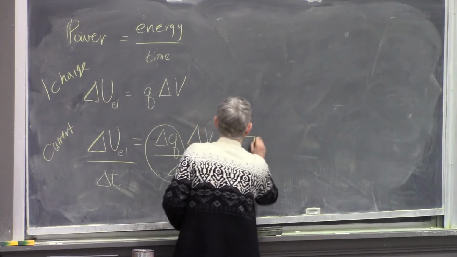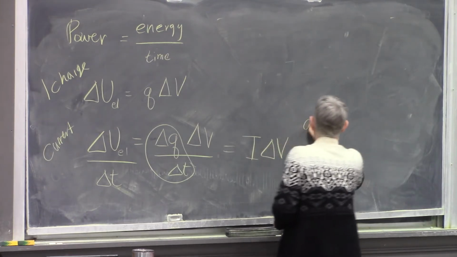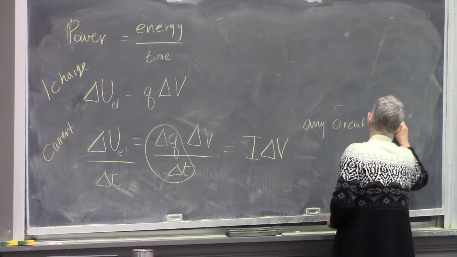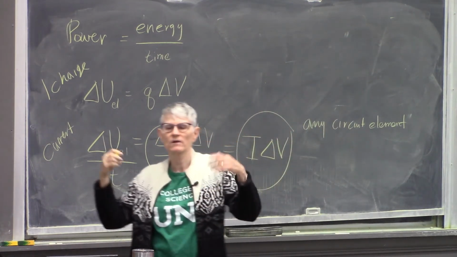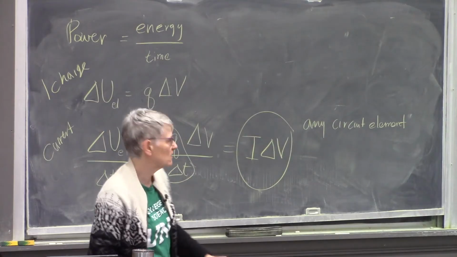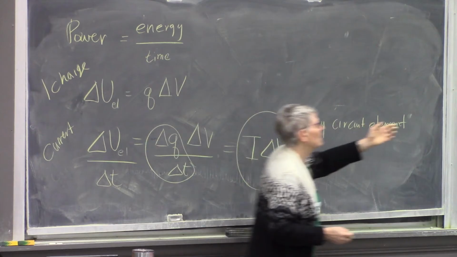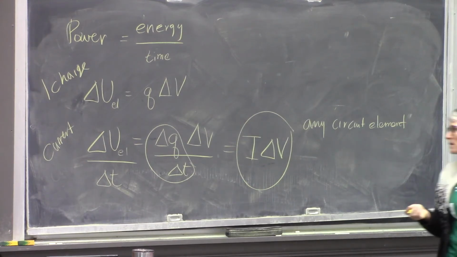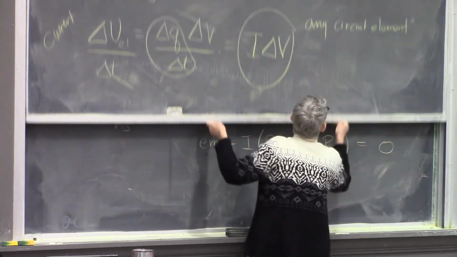So a very general relation is for any circuit element, the power output of the battery, say, is the current coming out of the battery times the potential difference across the battery. The power dissipated in a resistor is the current going through the resistor times the potential difference across the resistor. So for any circuit element, power is just potential difference times current.